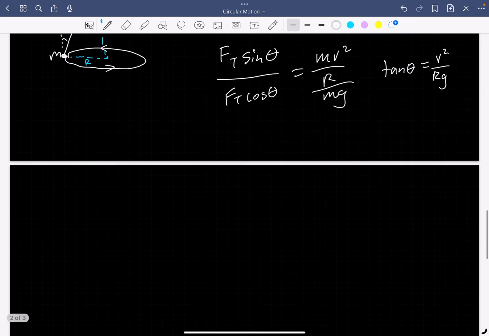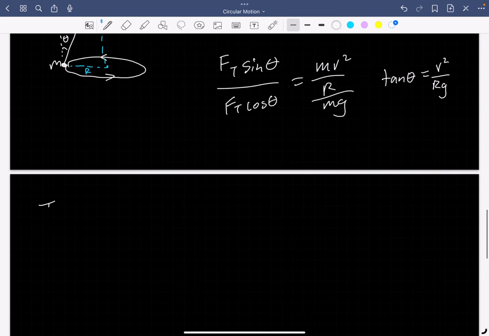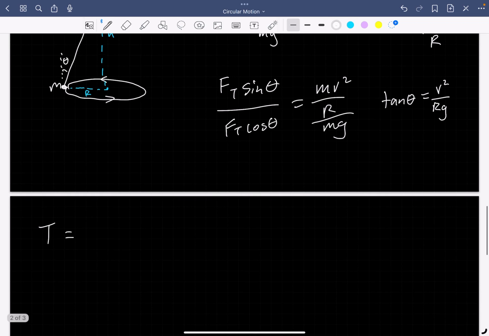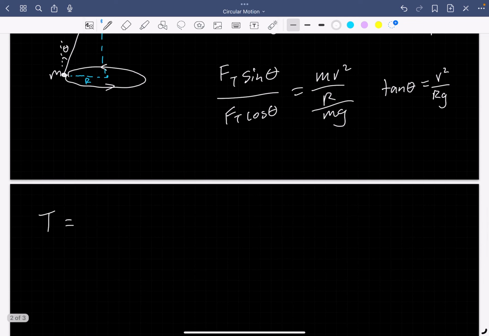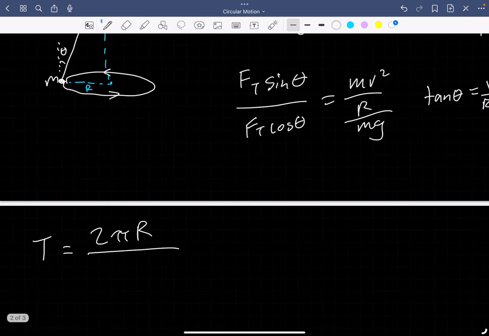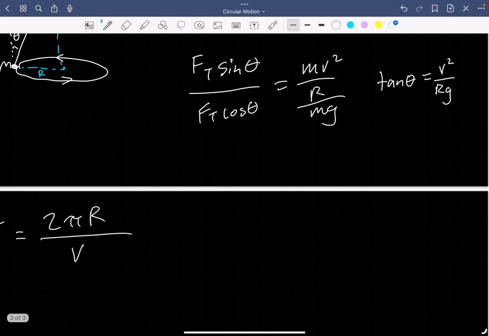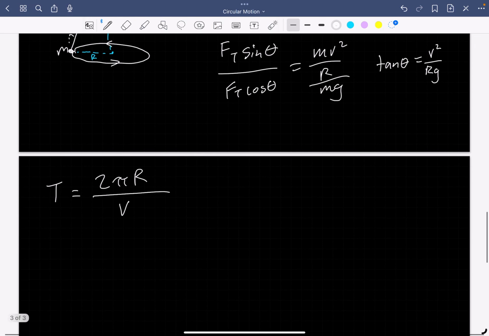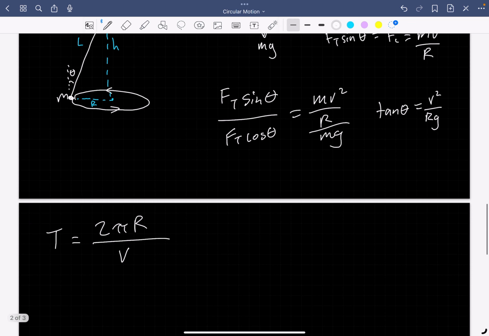And so the amount of time it takes to complete a full rotation can be given by the velocity, or so the distance it needs to travel to make a full rotation is going to be equal to 2 pi r, and that's just the circumference of the circle. And the amount of time it takes is that distance divided by the speed that it travels at, so v here. So that is the period of the pendulum.